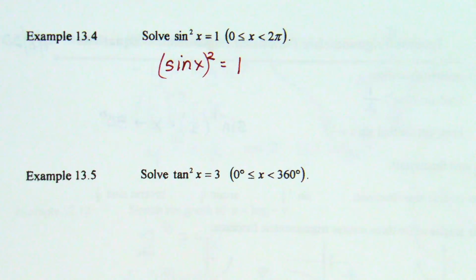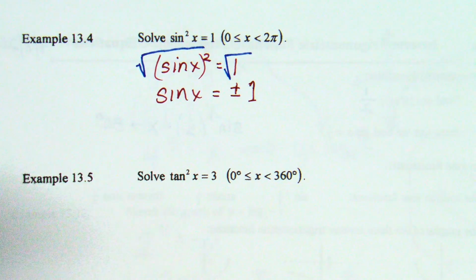If you have a squared on a side, how do we undo a squared? We take the square root. If you take the square root of the left, take the square root of the right. What's the square root of sine squared x? Sine x. What's the square root of 1? Plus or minus 1. Because in an equation setting, you have to check both the positive and negative roots. So we really have 2 equations to solve here.